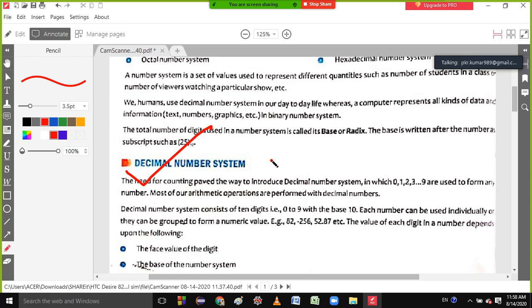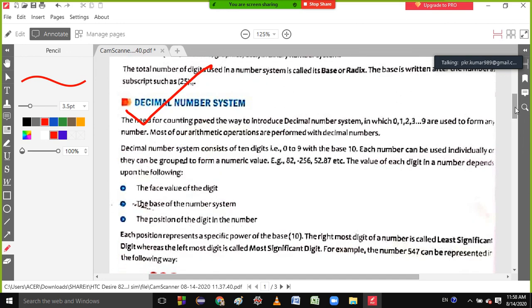so a decimal number will have the base 10. Suppose I am writing 123, so 123 is made by 1, it is made by 2, it is made by 3. So all these digits belong to 0 to 9. So can we say that a decimal number is made by the digits 0 to 9? We can say that our digits are made by 0 to 9. Is it clear?